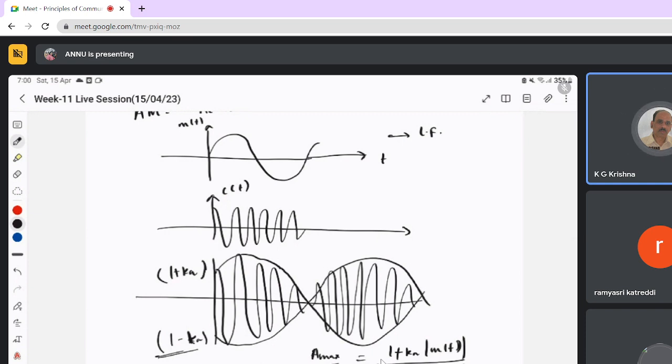In the initial case also you have seen what the power is, and that only 33% to 50% efficiency can be achieved. So that is improved, and there is an application of AM somewhere.